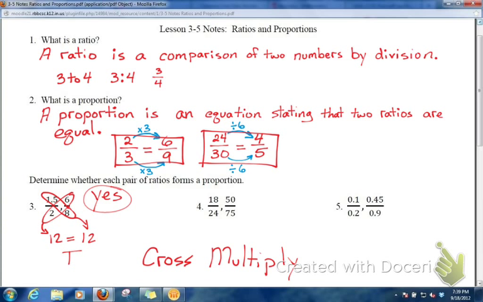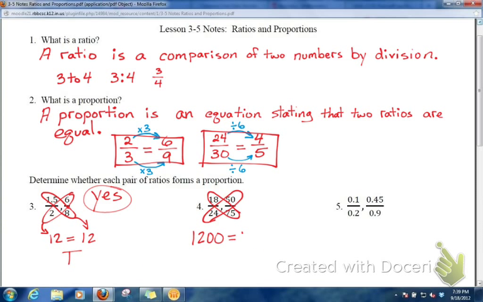So now looking at number 4 here, we're going to do the same thing. We're going to ask ourselves, is 24 times 50 equal to 18 times 75? And in this case, you can see that no, they're not. 24 times 50 is 1,200, and 18 times 75 is 1,350. This is not a true statement, this is a false statement. 1200 does not equal 1350, so that is false, meaning no, these two fractions are not equal, or these two ratios do not form a proportion.